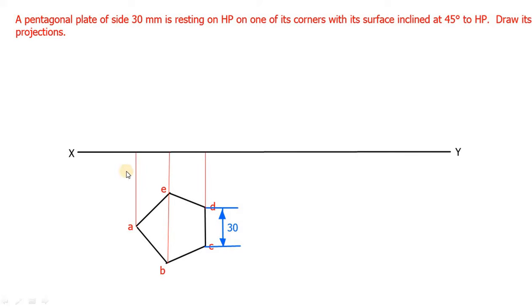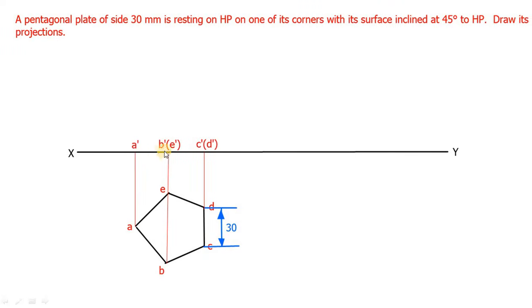Before that, let us name this one, that is a dash, b dash, in bracket e dash. When you see from here, b dash, that is the B corner, will be visible, E will be invisible. That's why e dash is in bracket.